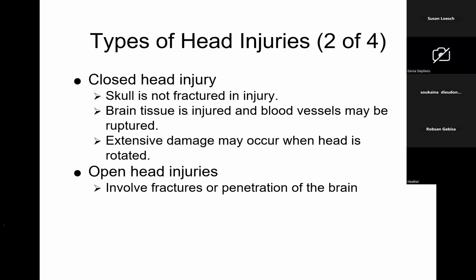A closed head injury can happen when the skull is not fractured, but brain tissue is injured. The blood vessels can be interrupted by the force exerted against the skull. Extensive damage happens when the brain is rotated with considerable force. Open head injuries involve fractures or penetration of the brain by some object.